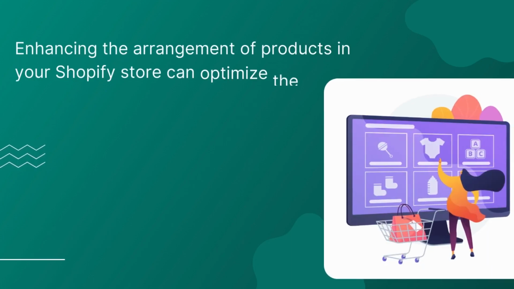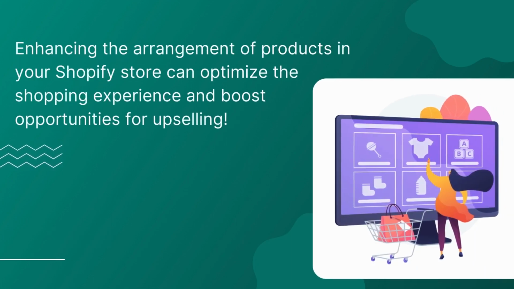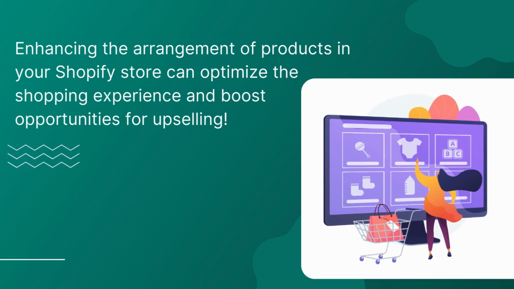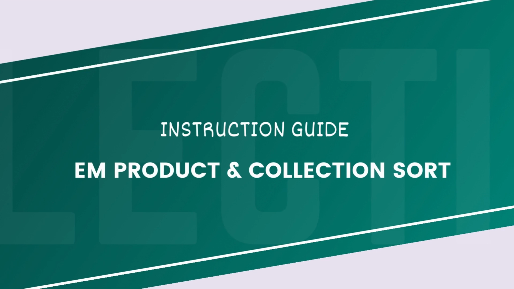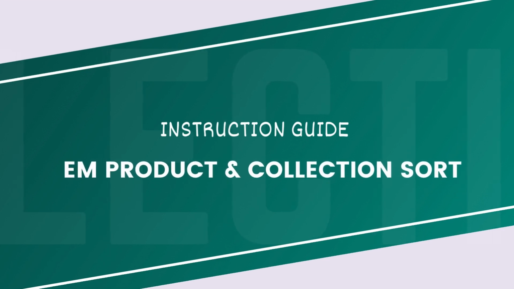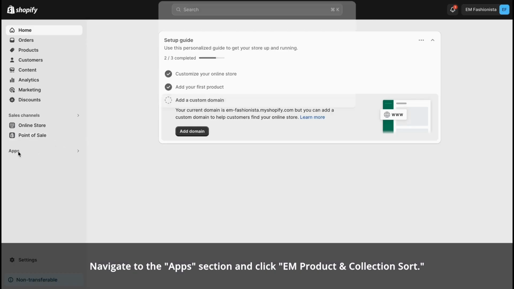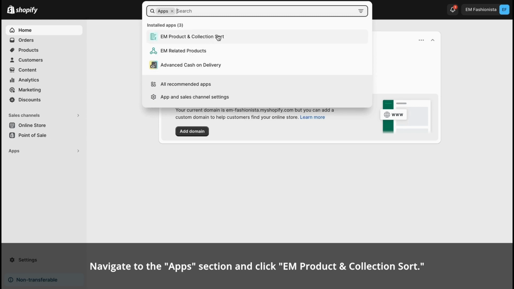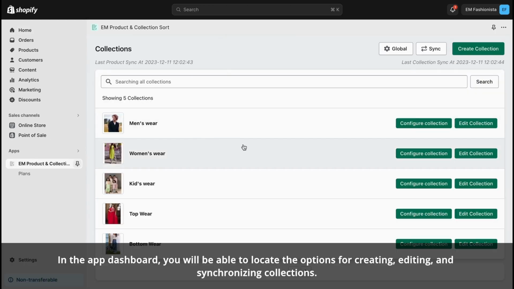Enhancing the arrangement of products in your Shopify store can optimize the shopping experience and boost opportunities for upselling. Navigate to the Apps section and click EM Product and Collection Sort. In the app dashboard, you will be able to locate the options for creating, editing, and synchronizing collections.